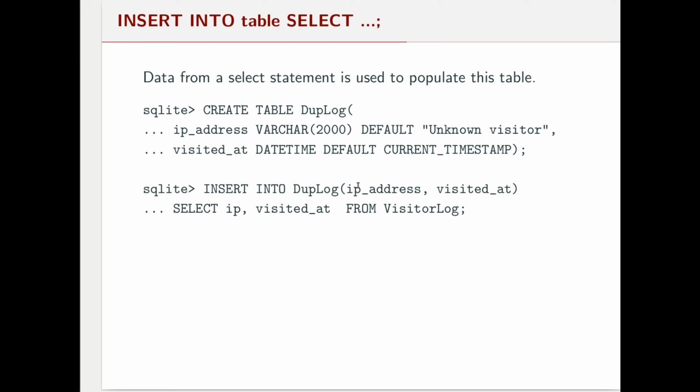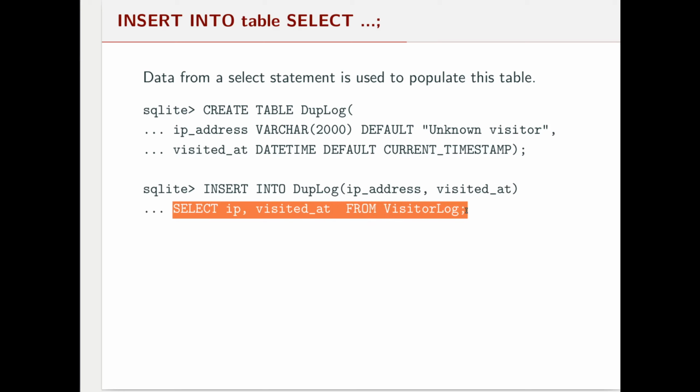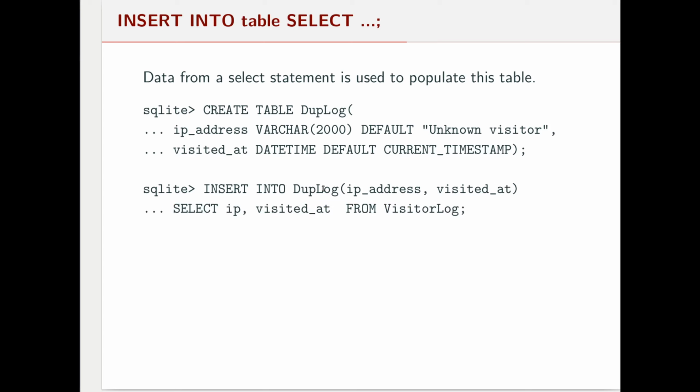Now we have an insert into dupe log followed by the fields, and then of course these stand for the continuation marks as you would see on your SQLite 3 shell. And here we have the select IP, visited at from visitor log. So the dupe log will now be populated with all the rows from the visitor log.